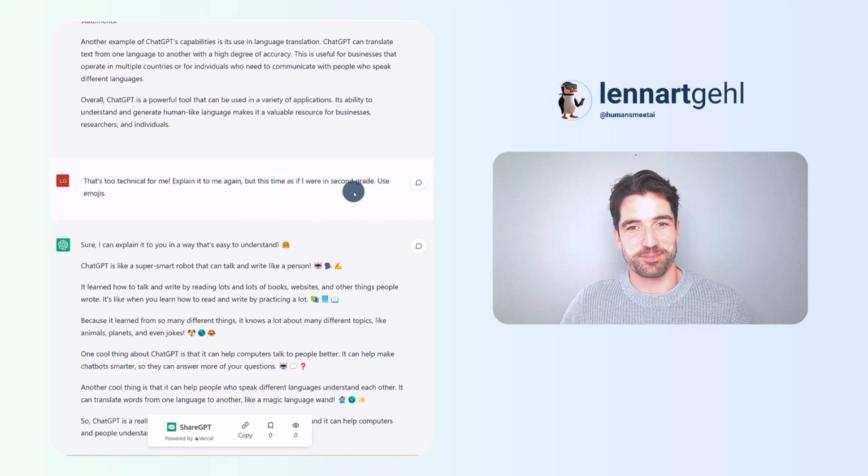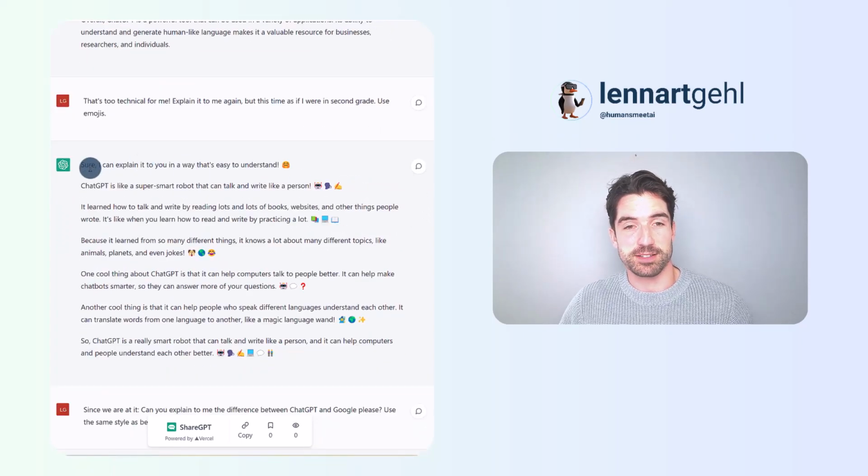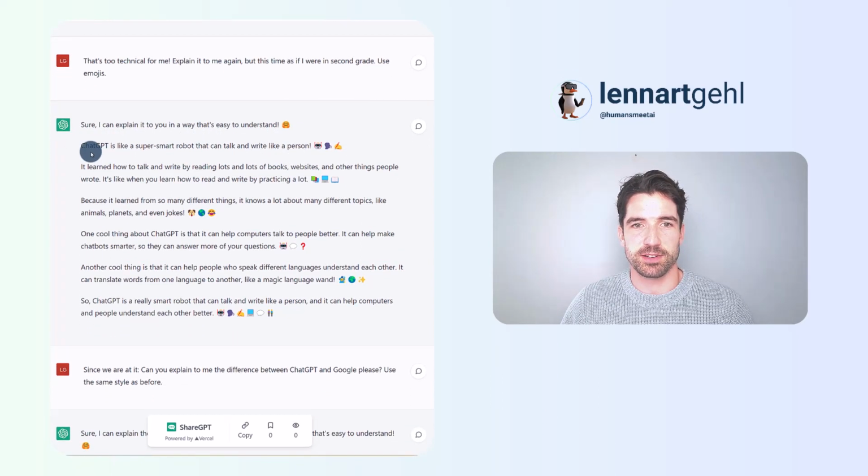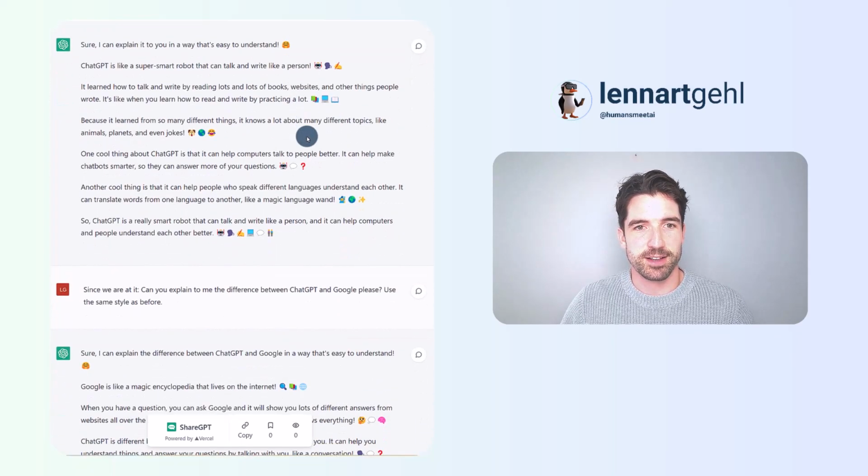Use emojis. Okay, now ChatGPT said, sure, I can explain it to you in a way that's easy to understand. ChatGPT is like a super smart robot that can talk and write like a person. It learned how to talk and write by reading lots and lots of books, websites, and other things people wrote. Okay, interesting. One cool thing about ChatGPT is that it can help computers talk to people better.